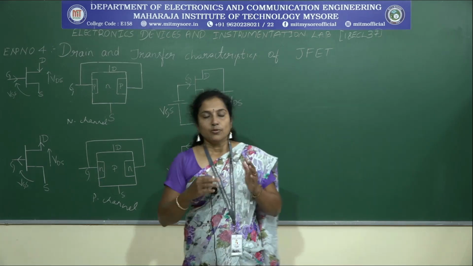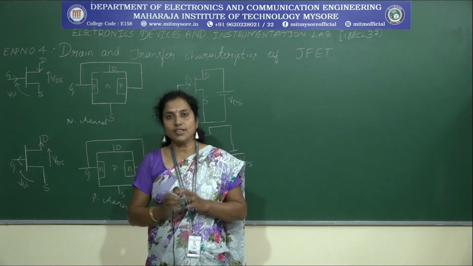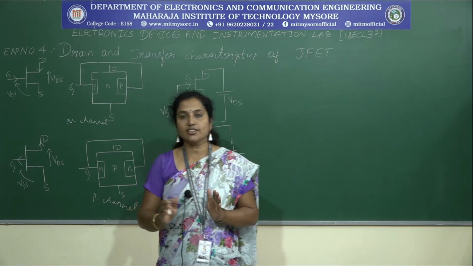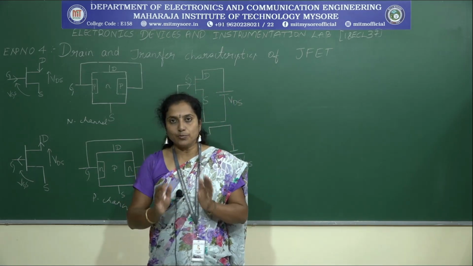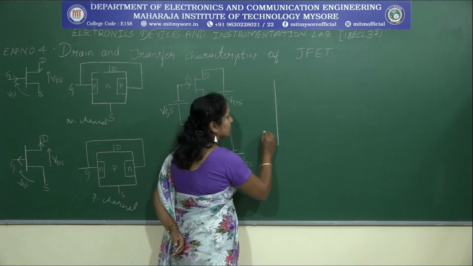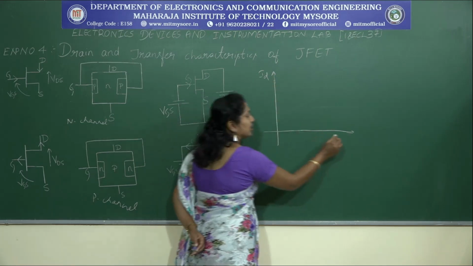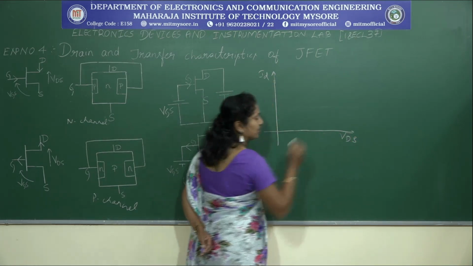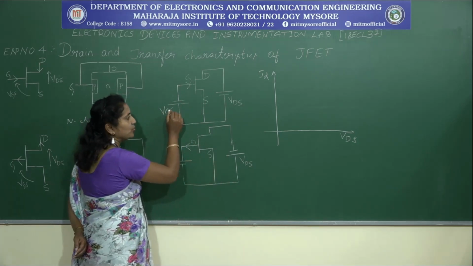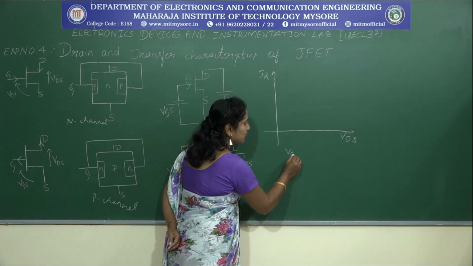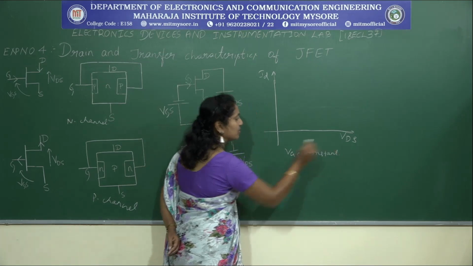Now we have to learn about the drain and transfer characteristics. What do you mean by drain characteristics? Drain characteristics are also called output characteristics. It is the curve between ID with respect to drain to source voltage, making the input voltage constant. The input voltage is VGS, and you keep VGS constant.